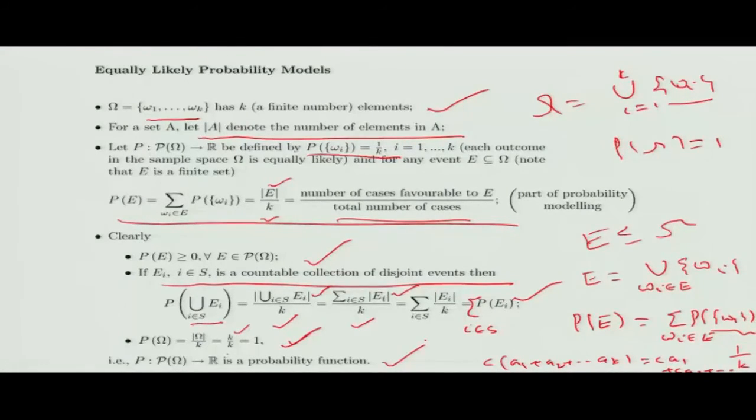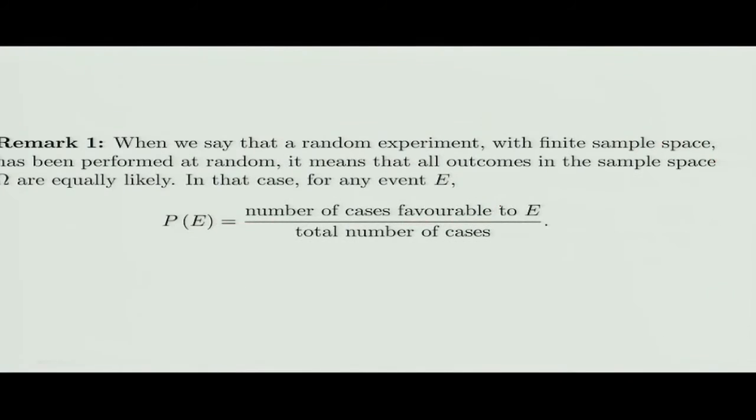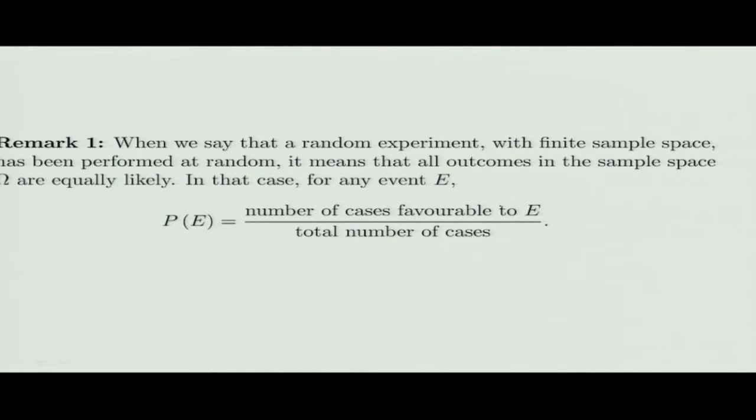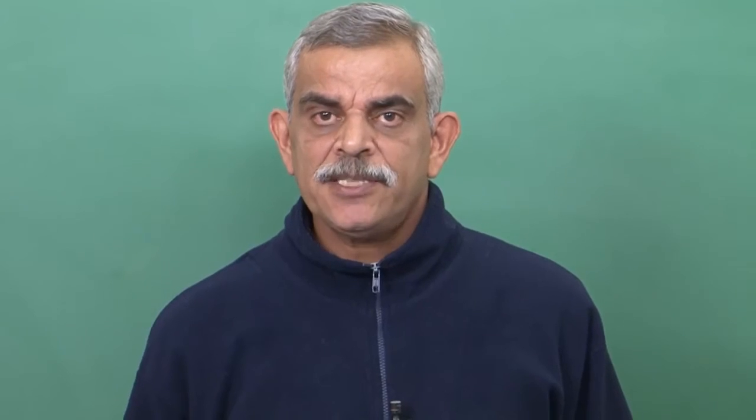So equally likely probability models are the probability models where omega is finite, and the probability of any event E is the same as the number of cases favorable to E divided by the total number of cases. So such models are called equally likely probability models. Now as a remark, when we say that a random experiment with finite sample space has been performed, it is something like saying a coin is tossed at random. When we make such a statement, what it means is all the outcomes are equally likely. For example, when I say a coin is tossed at random, it means the probability of head is the same as the probability of tail, which are the two possible outcomes. Each probability is 1 by 2.